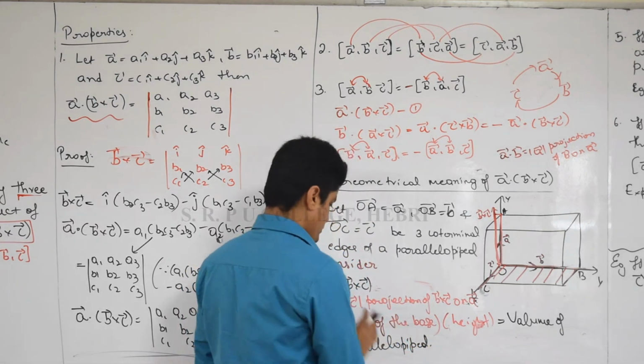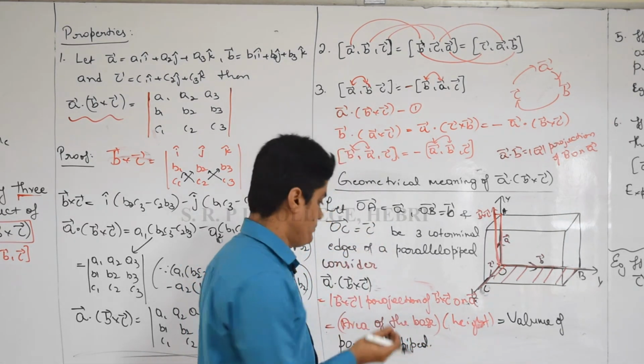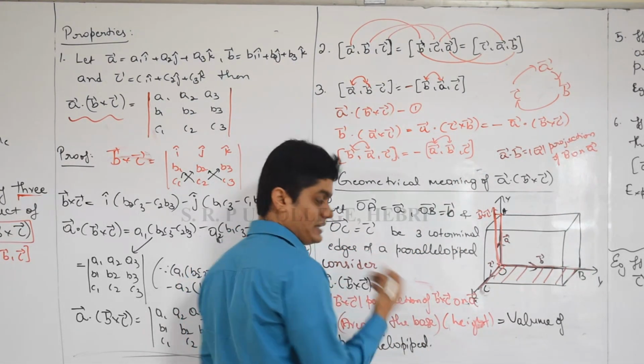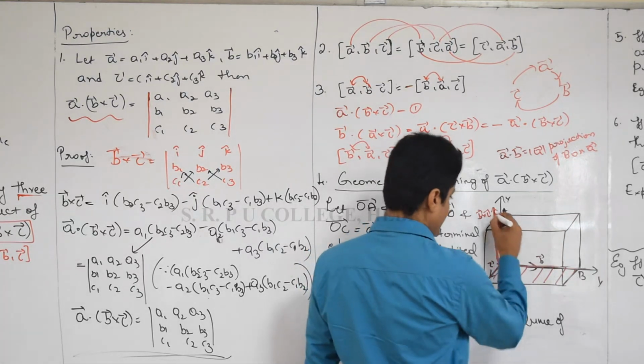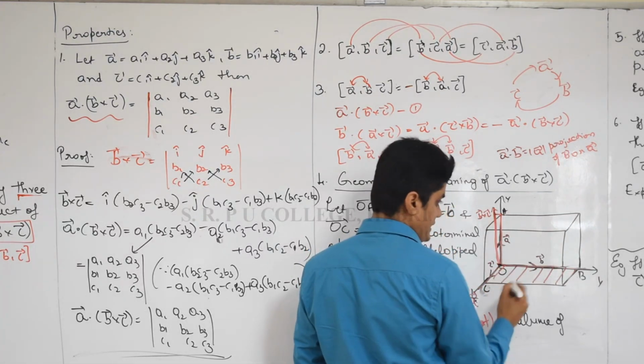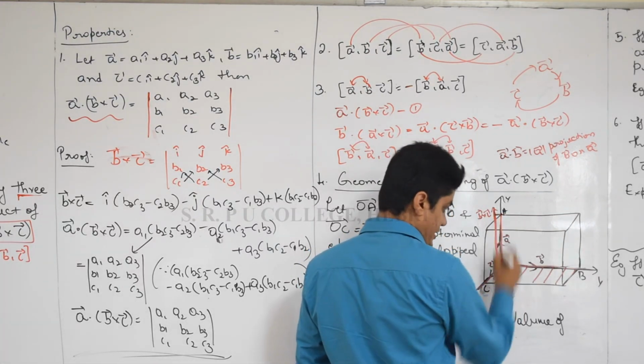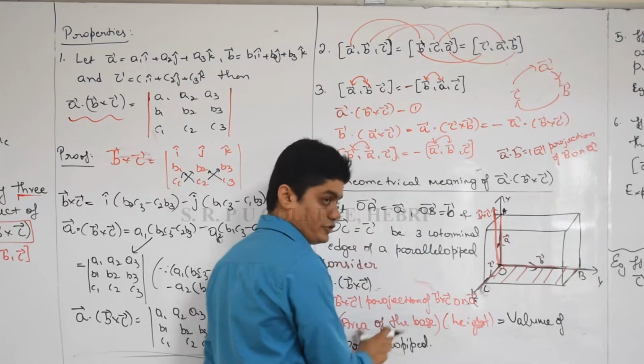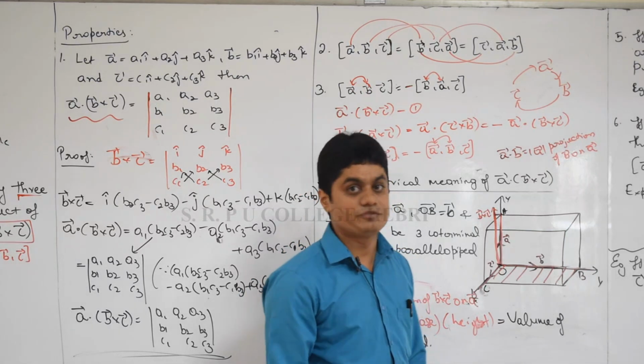So I am using the geometric meaning of A dot B. A dot B is also equal to the magnitude of A into the projection of B cross C on A. B cross C direction, remember, is perpendicular to both B and C. The projection is like the shadow on the wall, that is the height of the parallelepiped. The magnitude of B cross C, as you already learned, is nothing but the area of the base.